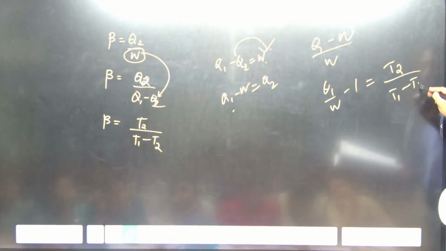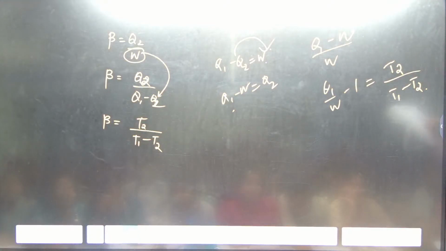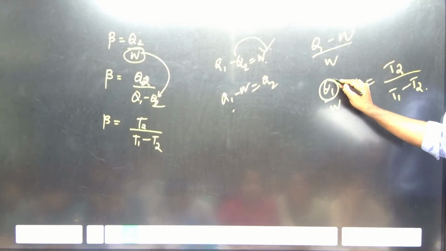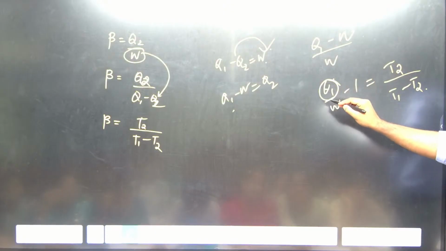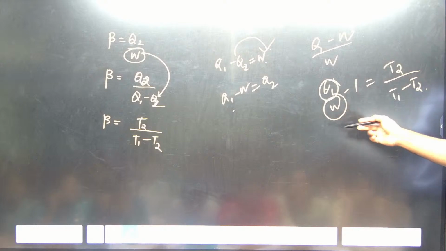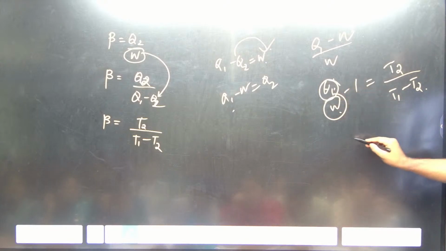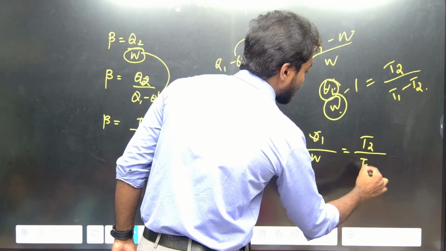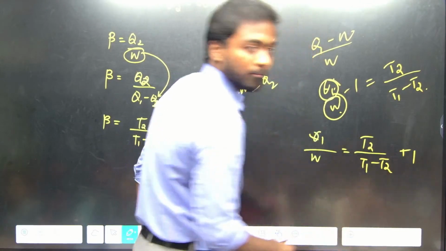Now what is the thing they have given? Temperature they have given. I can equate this to temperature, no? T2 by T1 - T2. What is the thing they are asking? The heat delivered for the room for each joule of electrical energy consumed, like work done. So Q1 by W I need to find. So Q1 by W will be equal to T2 by T1 - T2 plus 1.